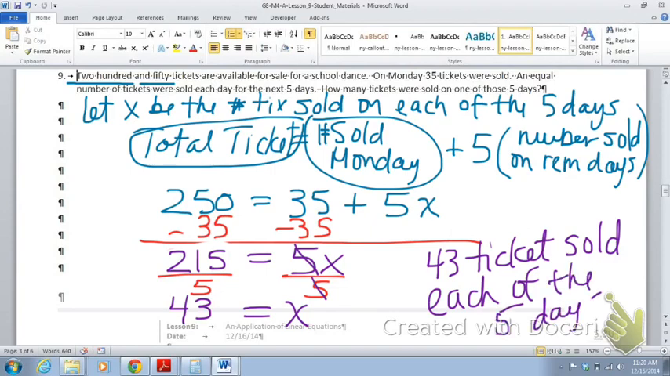Okay, and I can double check that by taking 5 times 43 and adding the 35. Okay, so that was a pretty straightforward one compared to number 8, but that's okay. You can do all of these. All right, so let's look at number 10 now. Go ahead and pause it if you haven't tried it yet.